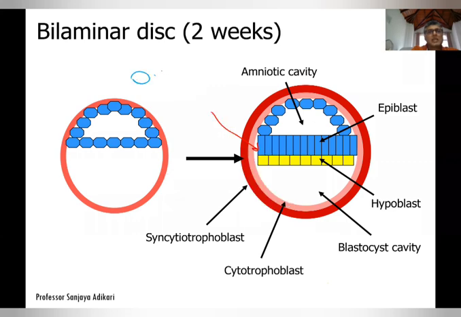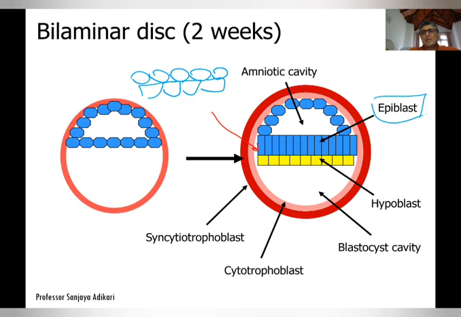So this single cell layer that was there now has multiplied and produced the second cell layer below that. Actually, there are terms used for that. Upper one is called epiblast, lower one is called hypoblast. You don't have to remember these terms. Even I forget them all the time.